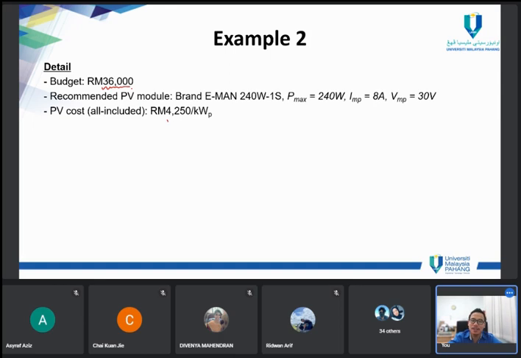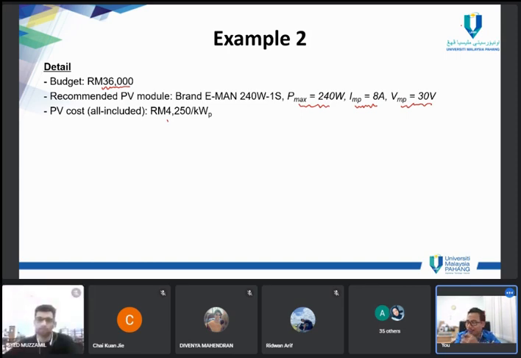Okay, so the recommended PV module, maybe due to this suggestion from the contractor or the seller or the agent of the solar company, is brand Iman, very high quality brand. With 240 watt, Pmax is 240 watt, IMP 8 amps, and VMP is 30 volt. So they don't want to suggest the Yingli brand or the Panasonic or the SunPower because they trust more in brand Iman.